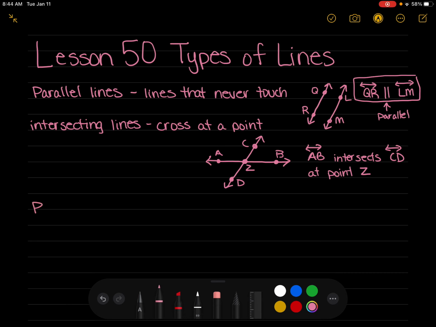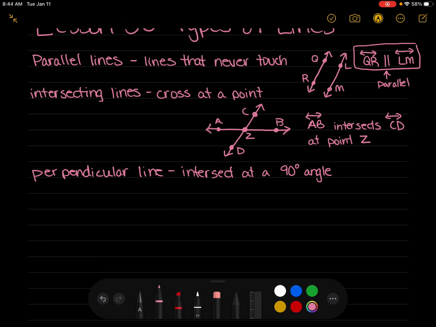Okay, my next line, my last line for today, is a perpendicular line. And perpendicular lines intersect at a 90-degree angle. So hopefully you know what some of the degrees are. And a 90-degree angle means it's an exact corner, right? So it looks like this, and it's usually labeled like that. So what this would look like is two lines crossing at an exact 90 degrees. And they always put a box in it when it's a 90-degree angle.